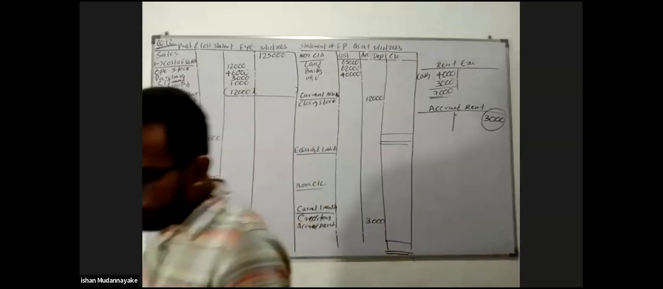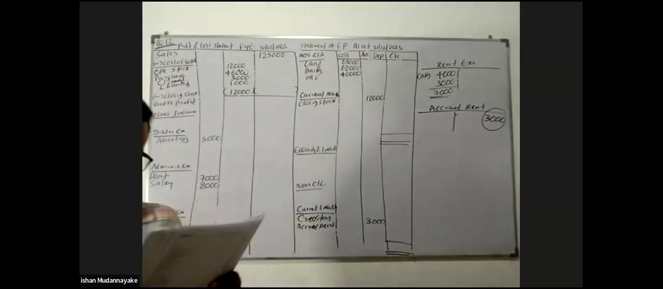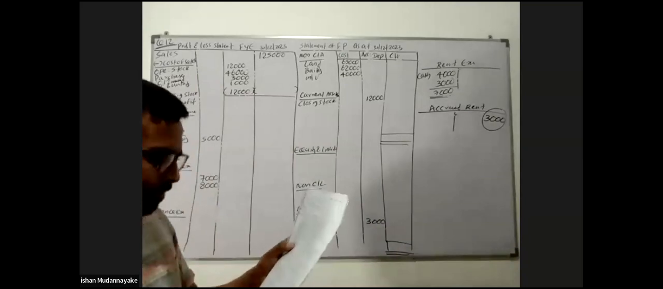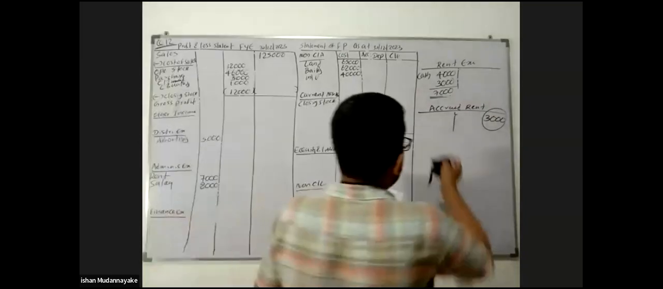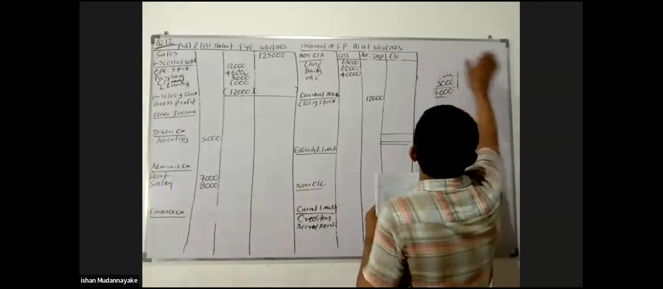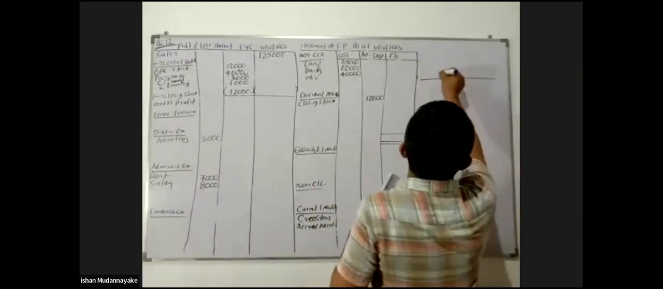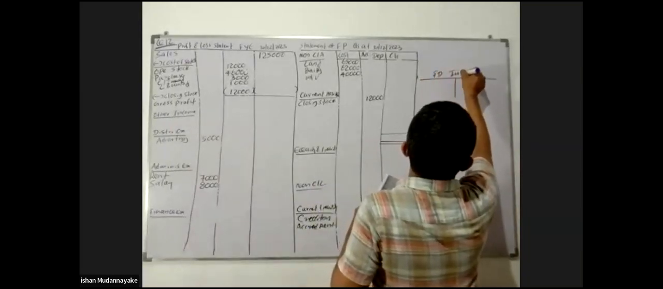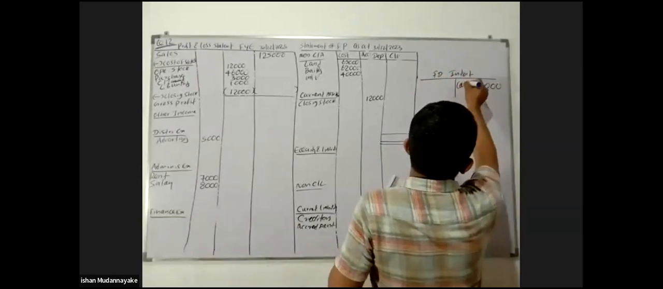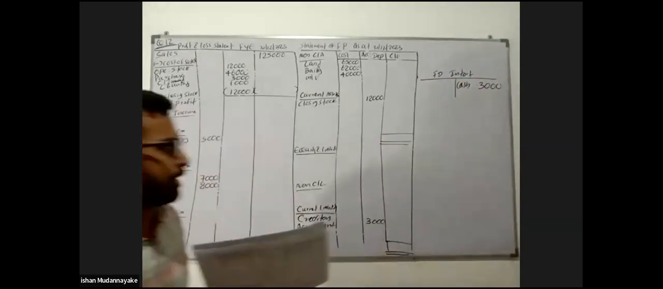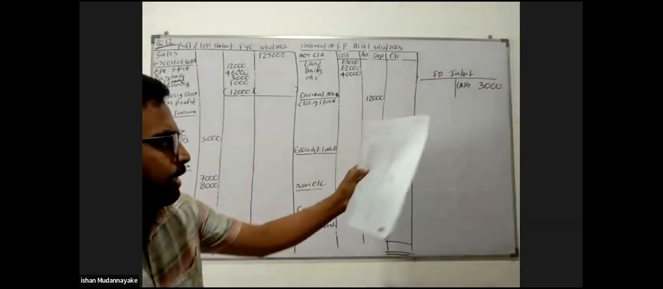And then fixed deposit interest 3,000. Look at the fixed deposit interest received amount. This 3,000 means the fixed deposit interest received amount. The FD interest account 3,000 credit, received in cash.